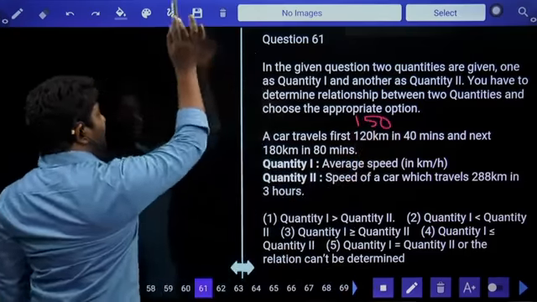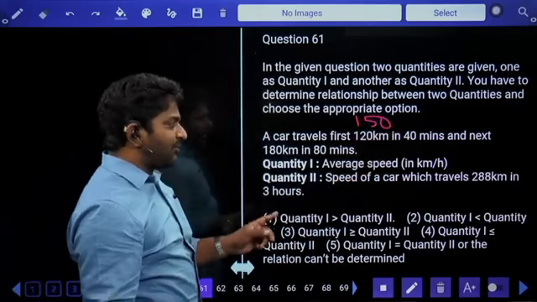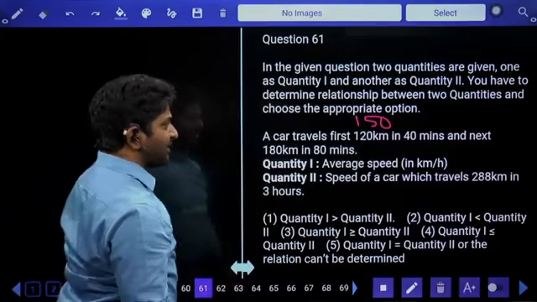Now let's concentrate on Q2. The speed of the car which travels 288 kilometers in 3 hours.